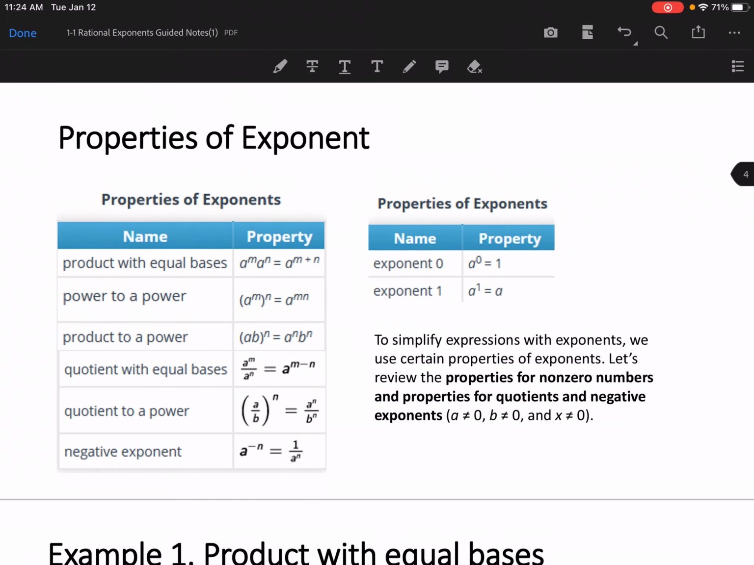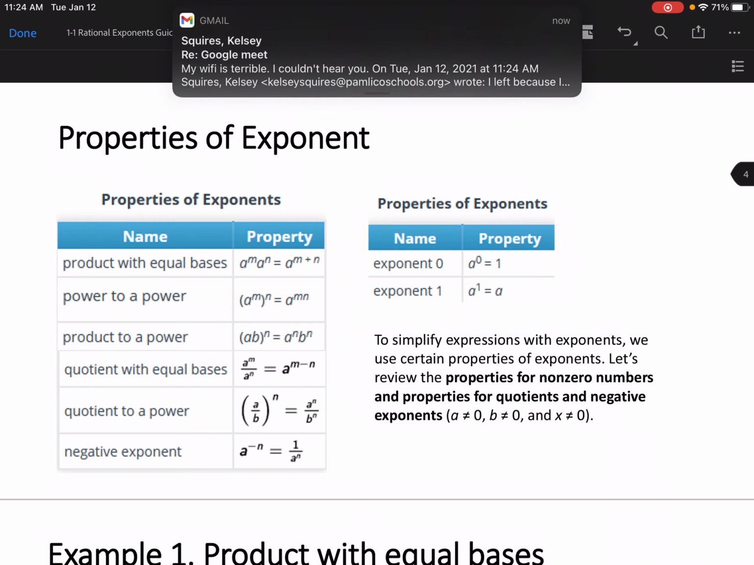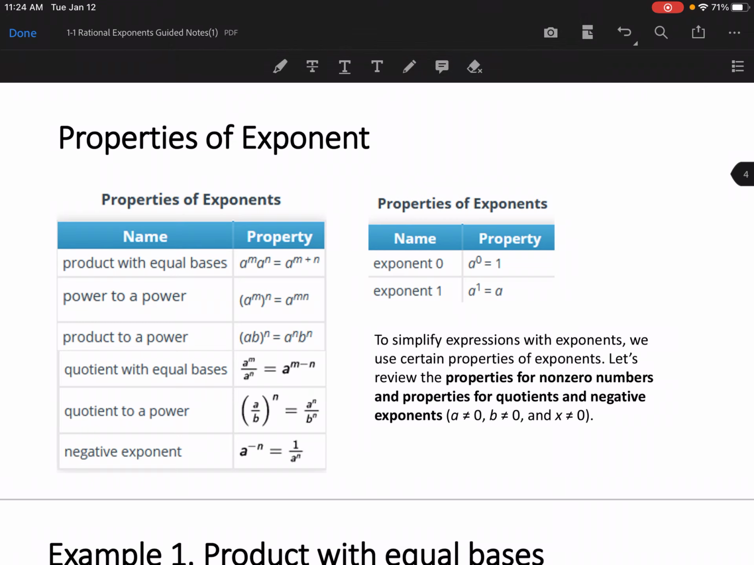Right? Here are some properties of exponents. When we have a product with equal bases, meaning when you multiply two, product means multiply. So when you multiply two equal bases, meaning they are the same, the property of exponents says that you can add their exponents. If you have a power to a power, a to the m to the n, then you can multiply the two powers together, which is a to the m times n.